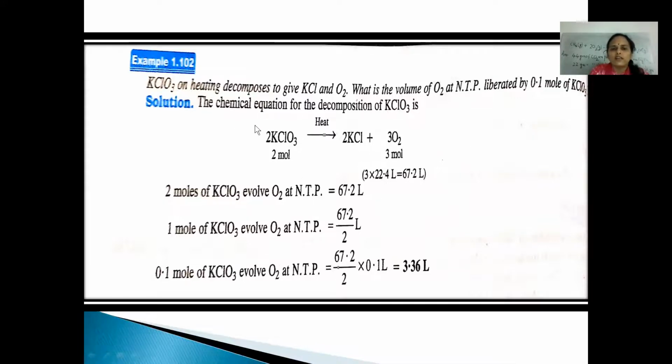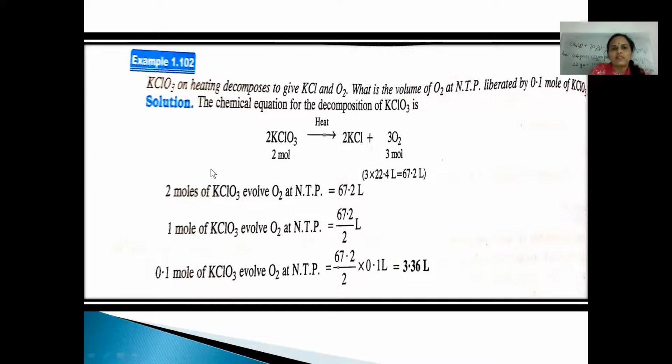So here in the equation you see 2 moles of KClO3 produces 3 moles of oxygen. Since you need to calculate volume, any gas at STP occupies a molar volume of 22.4 liters. So 3 into 22.4 liters of oxygen is liberated there. On multiplying this 3 into 22.4 liters, you get 67.2 liters. Hope till here it's clear for all of you.